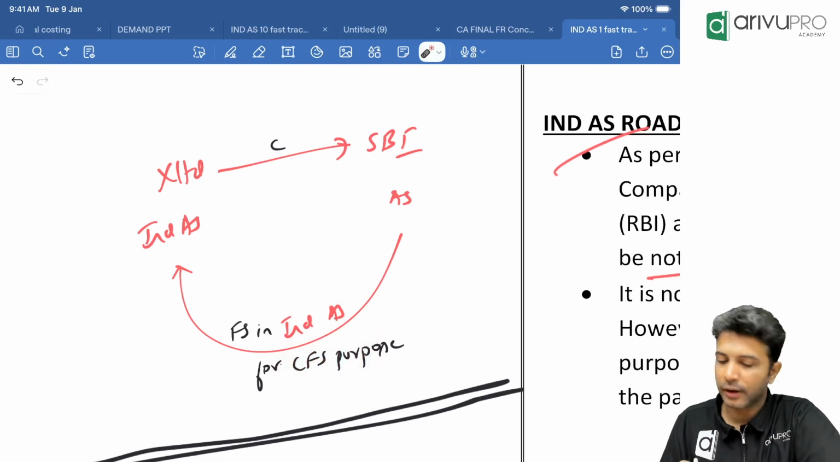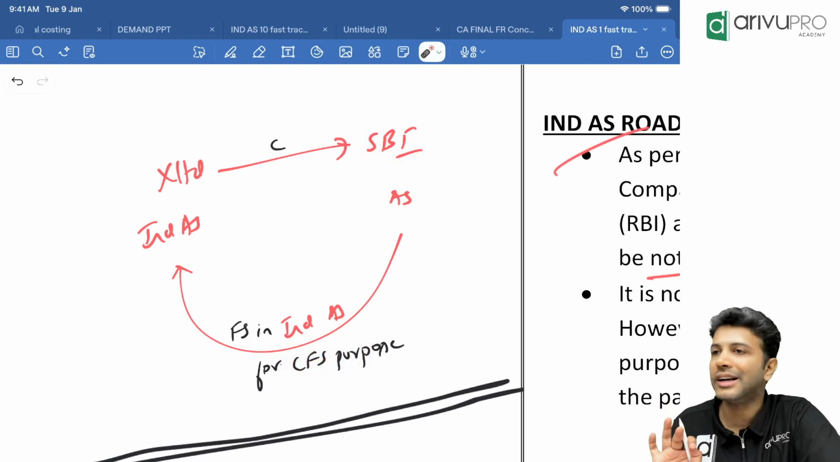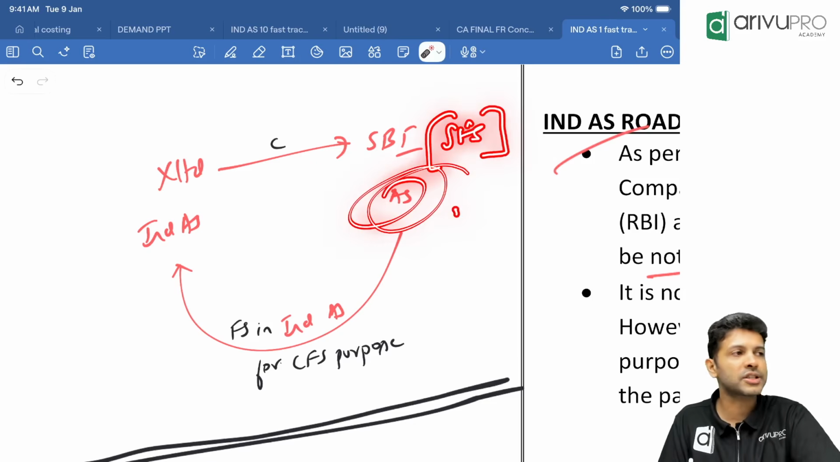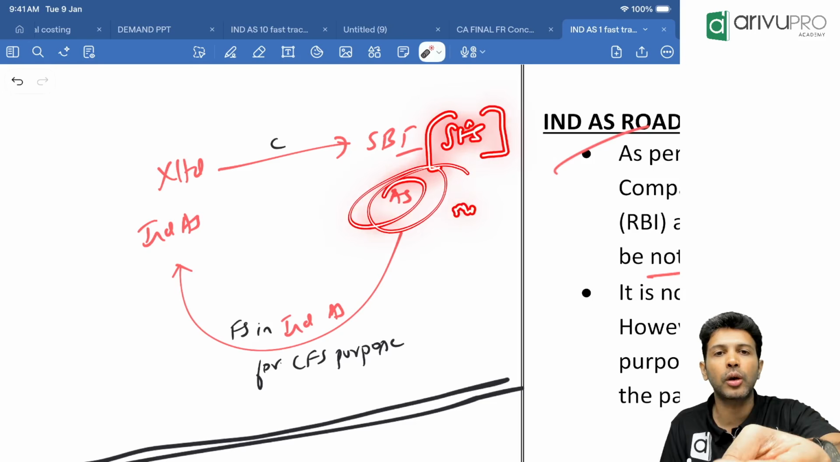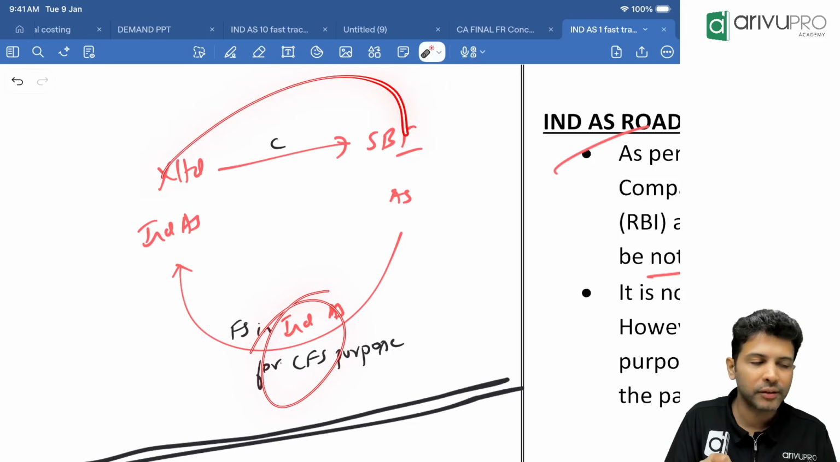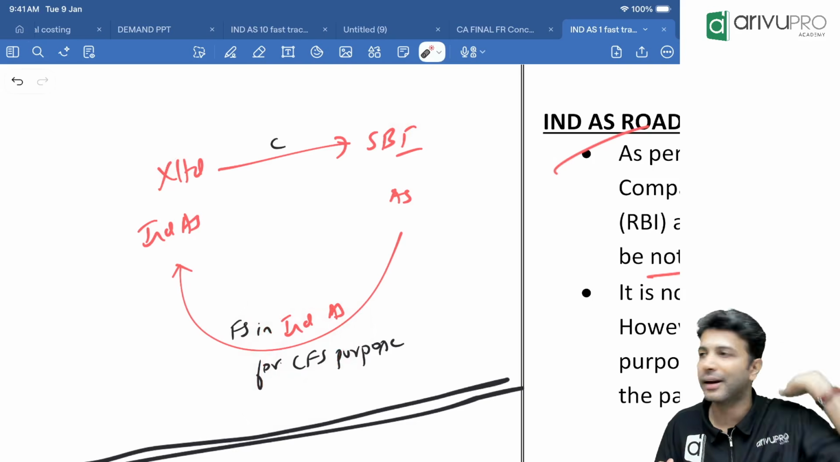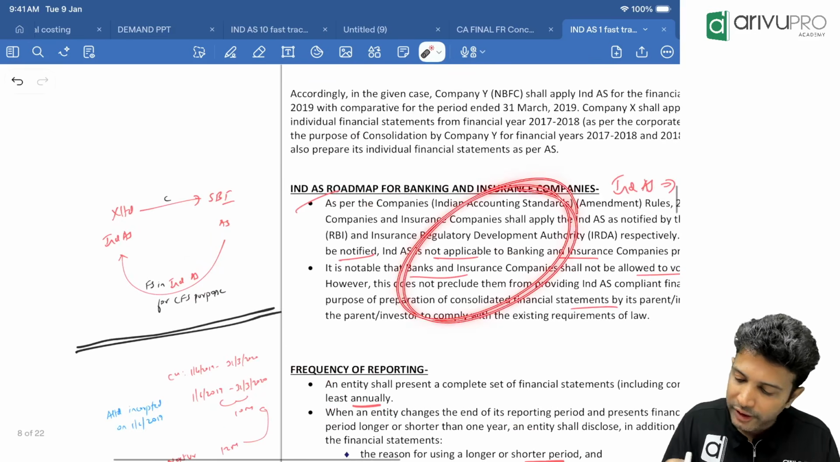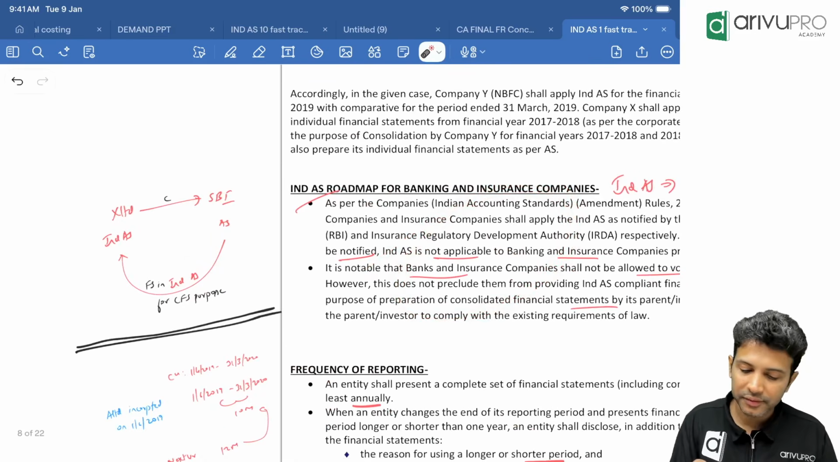Like this. For reporting purpose, banks cannot use Ind AS. For SFS purpose, they cannot use Ind AS. First, the SFS of a bank will always be presented on what platform? The AS platform. But for CFS purpose, if they have to give any Ind AS financial statement, they can make it available. That's fine. This is the concept given in point number 1 and 2 there. It's given, I've just made it as a chart here.